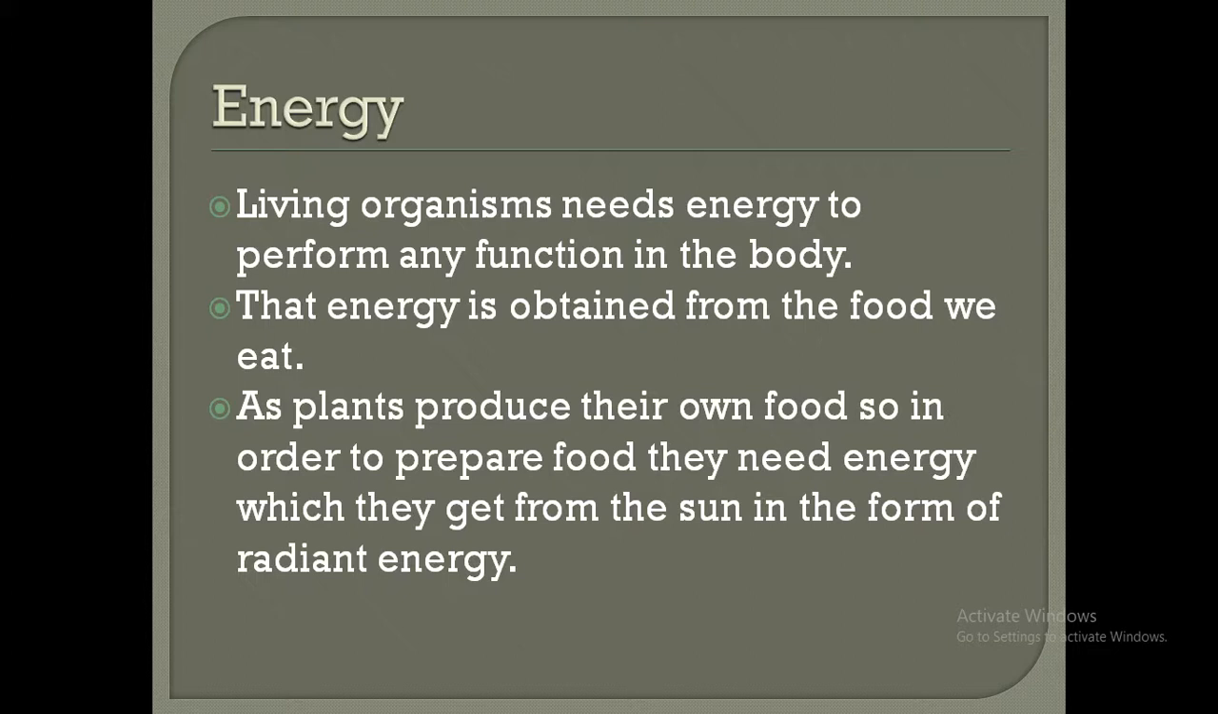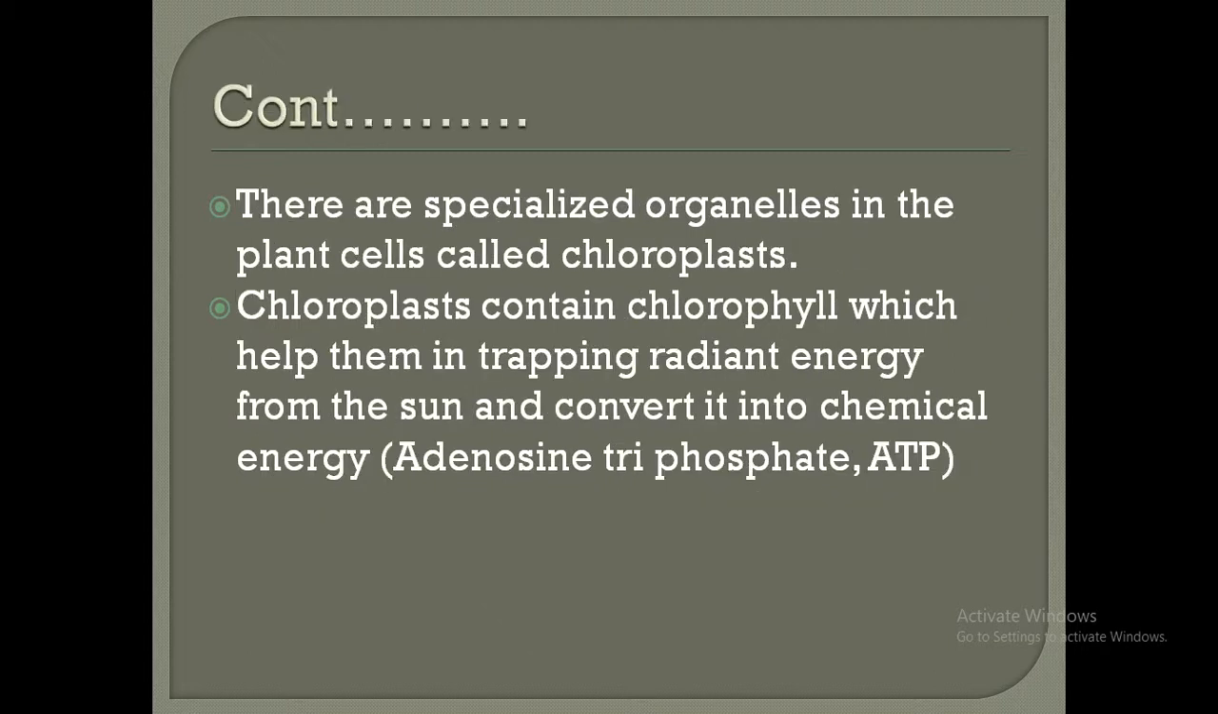As I told you before, photosynthesis cannot happen without sunlight. Why? Because sunlight gives radiant energy to the plants, and with the help of that radiant energy, plants prepare their own food in the form of glucose, which is then used by the plants for their energy requirements. There are specialized organelles in the plant cells called the chloroplast. Chloroplasts contain chlorophyll, which helps in trapping radiant energy from the sun and converting it into chemical energy. Chemical energy, we call it adenosine triphosphate, or in short, ATP.